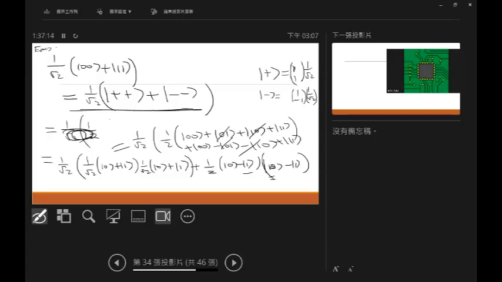I think this is it for today. Tomorrow we will talk about some measurement. That's it.